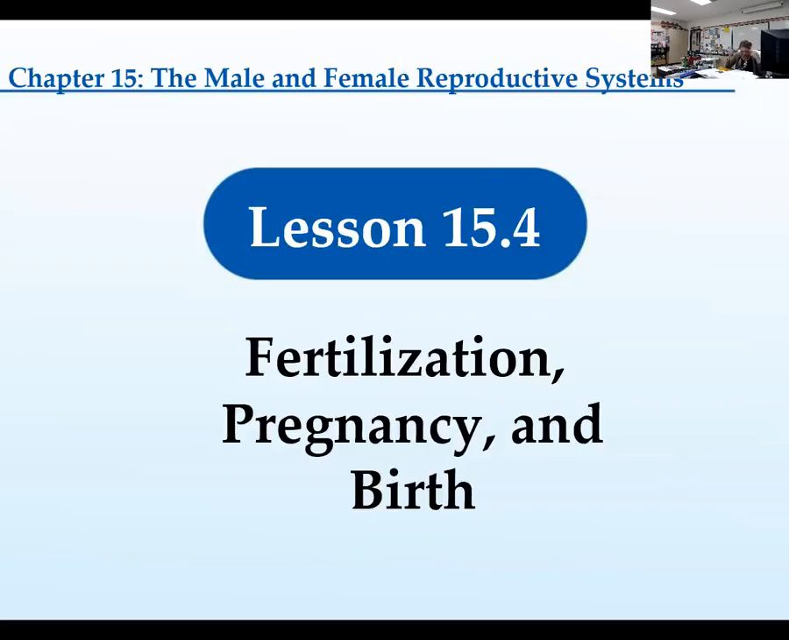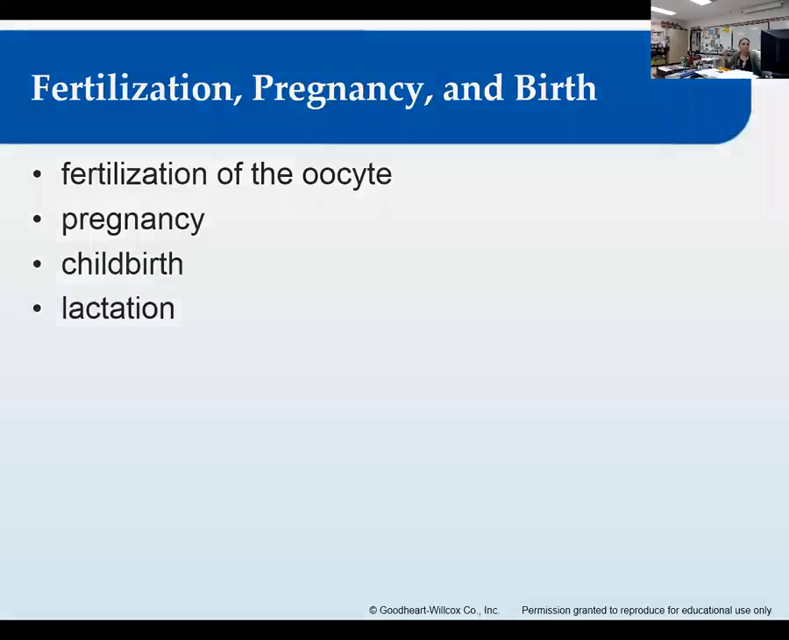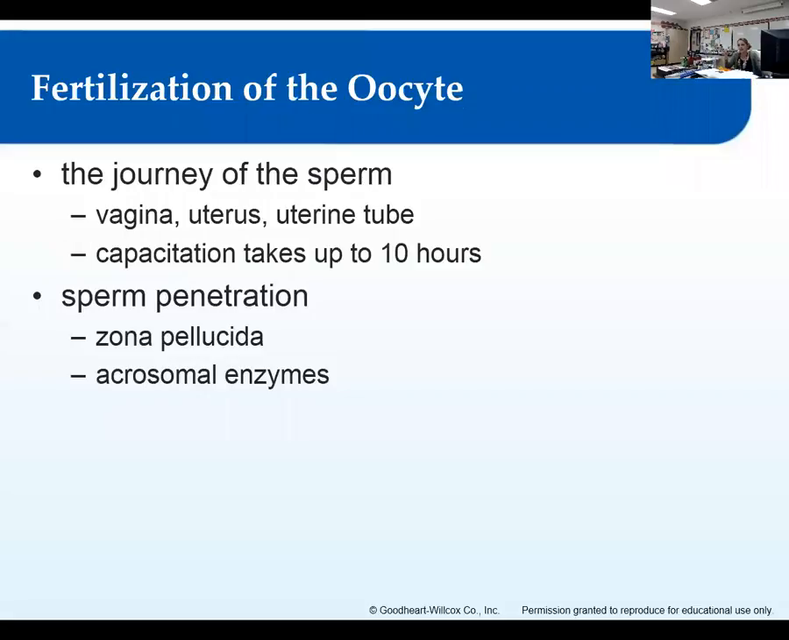All right, fertilization, pregnancy, and then birth. So those are the main subjects we're going to look at. Fertilization of the oocyte. Remember that an oocyte is an egg cell. Okay, so that's the female gamete. So a few things we want to know.